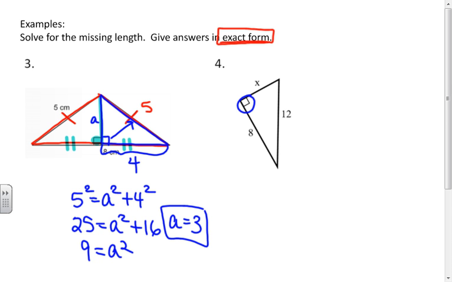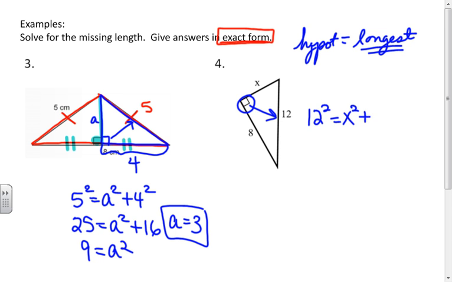In this case, here's my right angle. 12 is my hypotenuse. Remember, your hypotenuse is always your longest side. If you've done your work and you end up with a hypotenuse that isn't your longest side, you need to go back and check your work. So in this case, I have 12 squared is equal to x squared plus 8 squared.